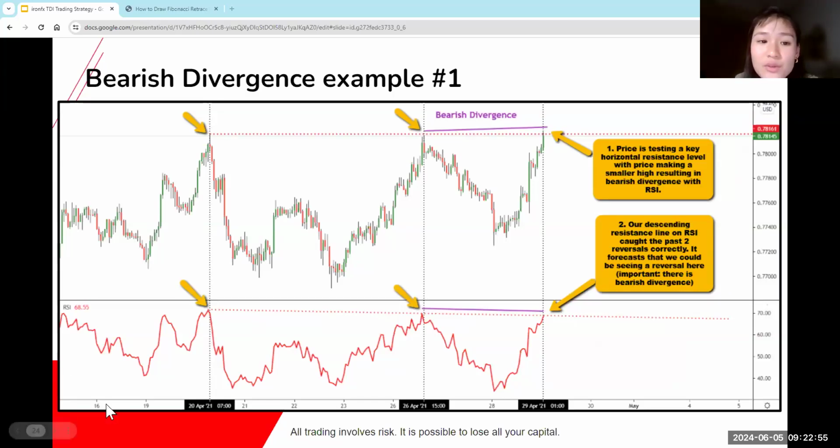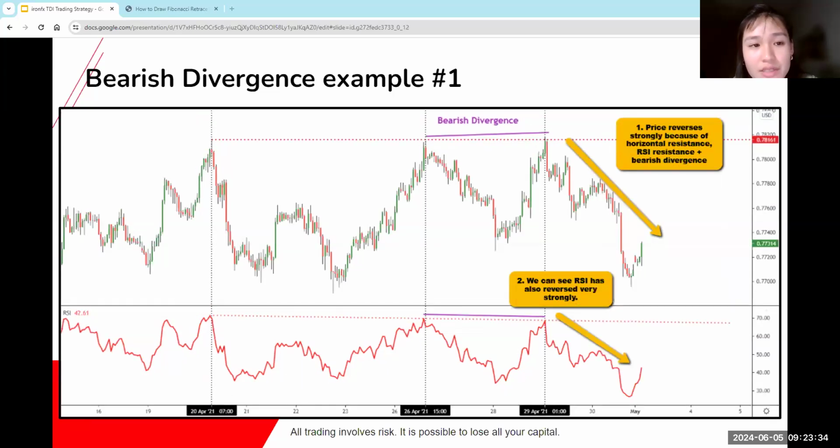For our first example, we can see that we have a bearish divergence because price is testing a key horizontal resistance level, with price making a smaller high, resulting in bearish divergence with RSI. It is a bearish divergence because on our RSI, we see price actually moving in a descending resistance line. It caught the past two reversals correctly, as highlighted by our vertical lines and the arrows, and it forecasts that we could be seeing a reversal here as well.